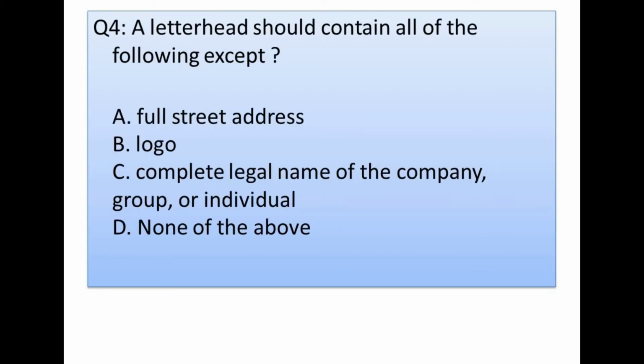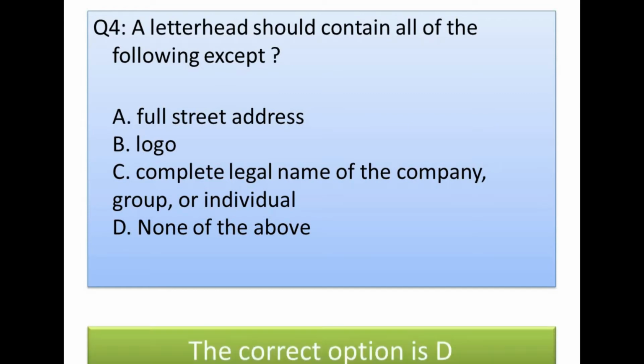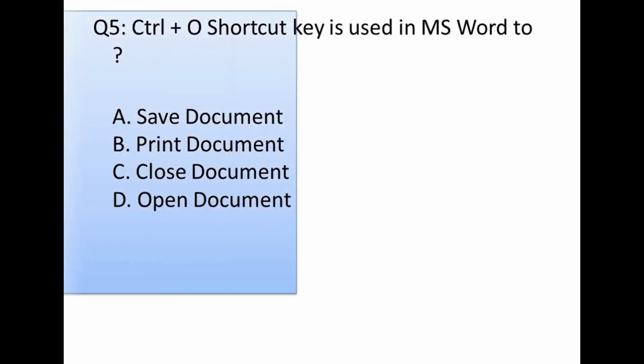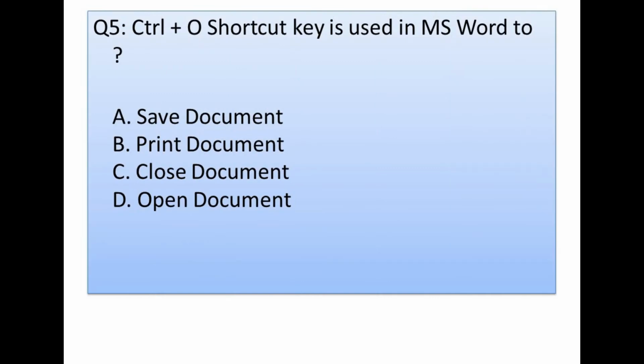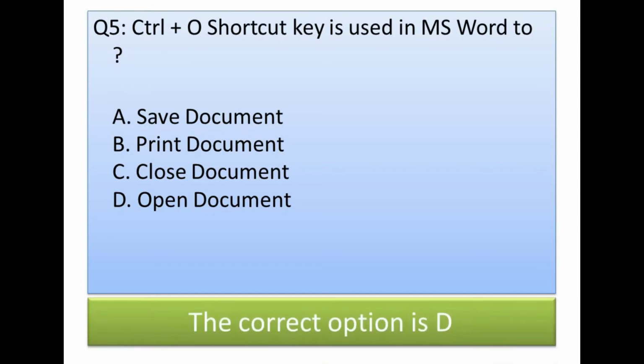A letterhead should contain all of the following except full street header, logo, complete legal name of the company, group or individual, none of the above. The correct option is D. Ctrl+O shortcut key is used in MS Word to save document, print document, close document, open document. The correct option is D.